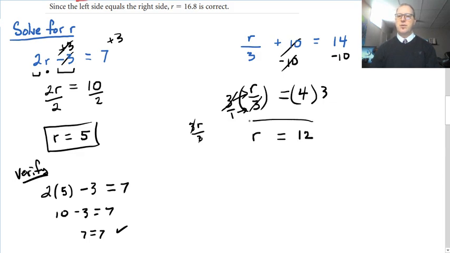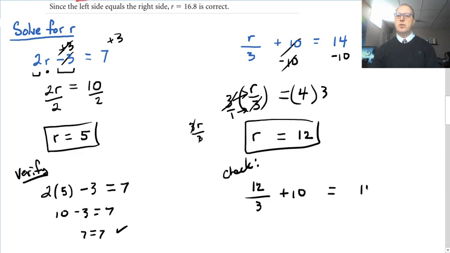Equals 12. So r equals 12. And if I want to verify or check, I simply go 12 instead of r, and I see if the left side of this equation equals the right side of this equation. And here you see that it does. That checks out, so those are our 2 answers.